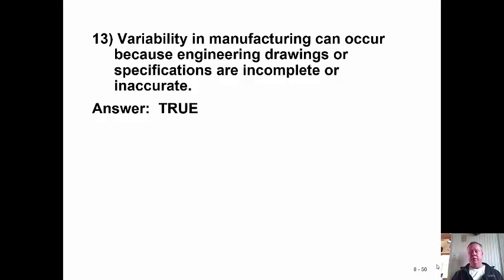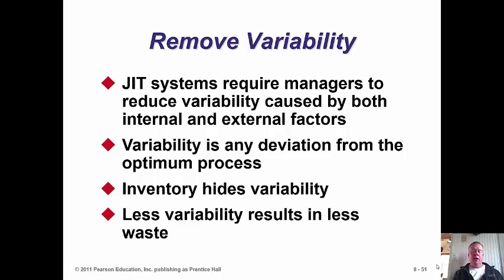If you don't have clear instructions, the machine operator, the programmer who's programming the machine, is going to not put out the products you want. How do you remove variability? So anyway, variability is any deviation from the optimum process, and it's defined by who? By the customer, right?